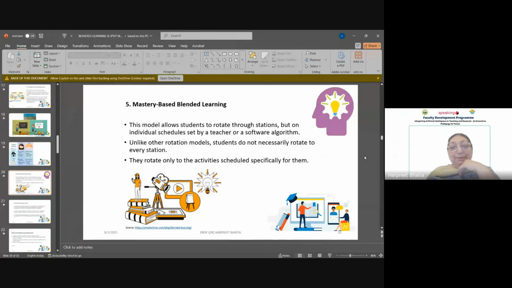Then we have mastery-based blended learning. This, as the term suggests, is basically for those students who want to master a particular area, want to become specialized in a particular area. And naturally, this is for senior students, probably post-graduation and above, who go from one station to another in a specific algorithm, and do not necessarily go to every station that is there, but go specifically to those aspects in which they want to specialize. They want to become a master in a particular area of study.